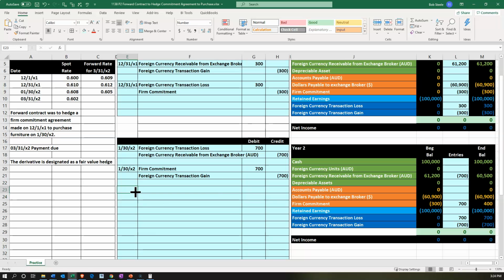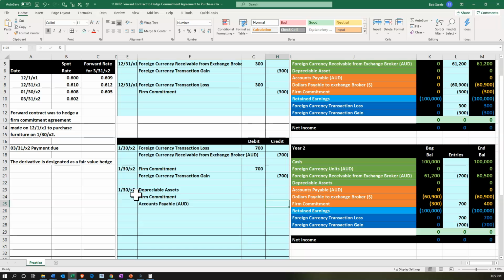So now we're going to say on 130x2, we're going to put the actual asset on the books at this point in time. And then we're going to take the firm commitment off the books at this point in time. And the difference is going to be the accounts payable. So the accounts payable, we could think about it this way. We could say, all right, the accounts payable, what we're going to owe in the future will be.